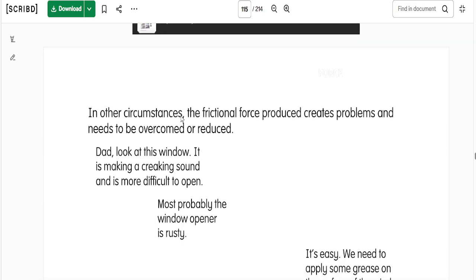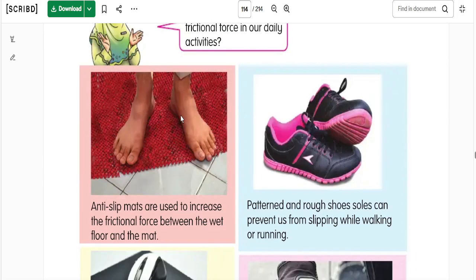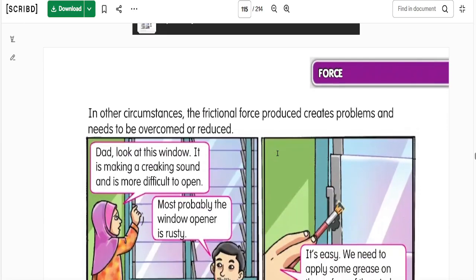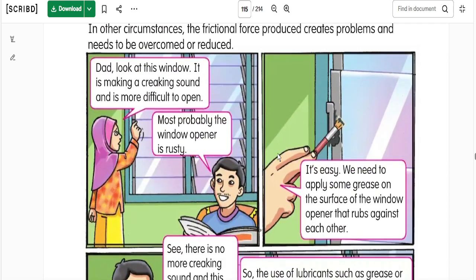In all the above examples, you have seen that we are increasing frictional force by using a mat, or by making a surface rough, right? In other circumstances, sometimes we need to reduce it. Let's see some examples where we need to reduce frictional force.